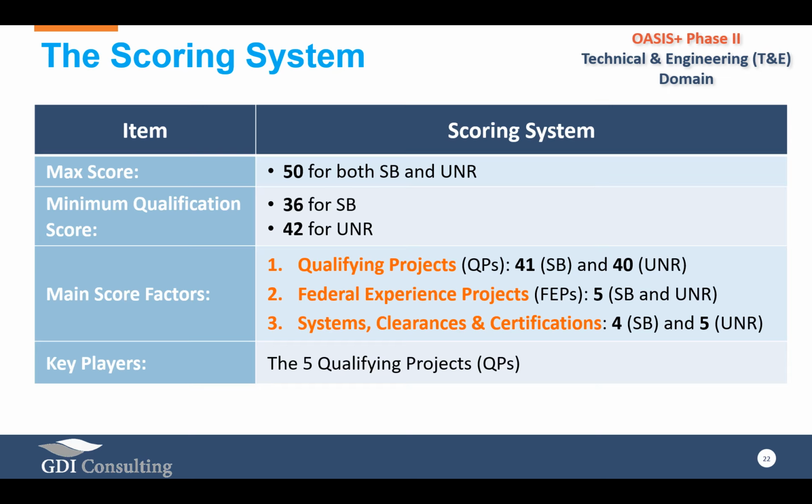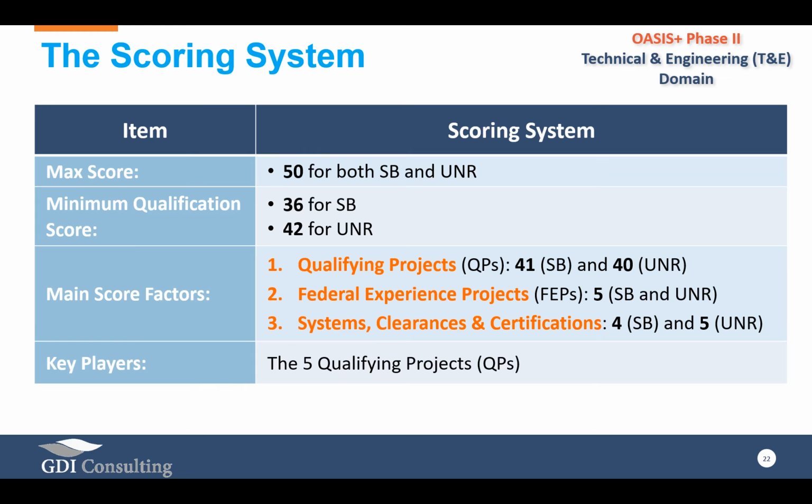Qualifying projects, or QPs — and from here on when I say QPs, I mean qualifying projects or contracts — and there are 5 of them. So 5 qualifying projects will give you 41 points for small business and 40 points for unrestricted. Then we have federal experience projects or contracts, FEPs, maximum 5 for both small business and unrestricted overall. And then systems, clearances and certifications: 4 points for small business and 5 points for unrestricted.